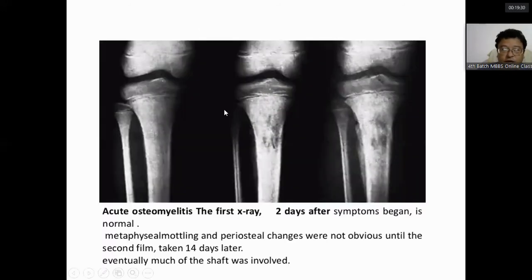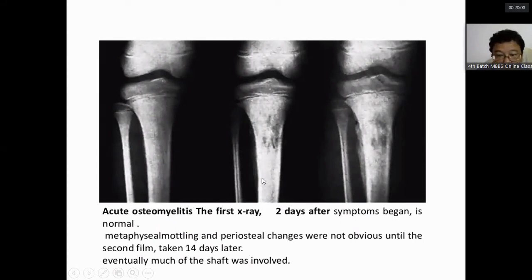So if you look at this X-ray, the first X-ray, 2 days after the symptoms began, is normal. So the patient comes, you take an X-ray, he has a history of fever and pain in the proximal leg. You take an X-ray, you just see it like this. But the patient still had pain and comes to you in 2 weeks. Now in 2 weeks, the X-ray is like this.